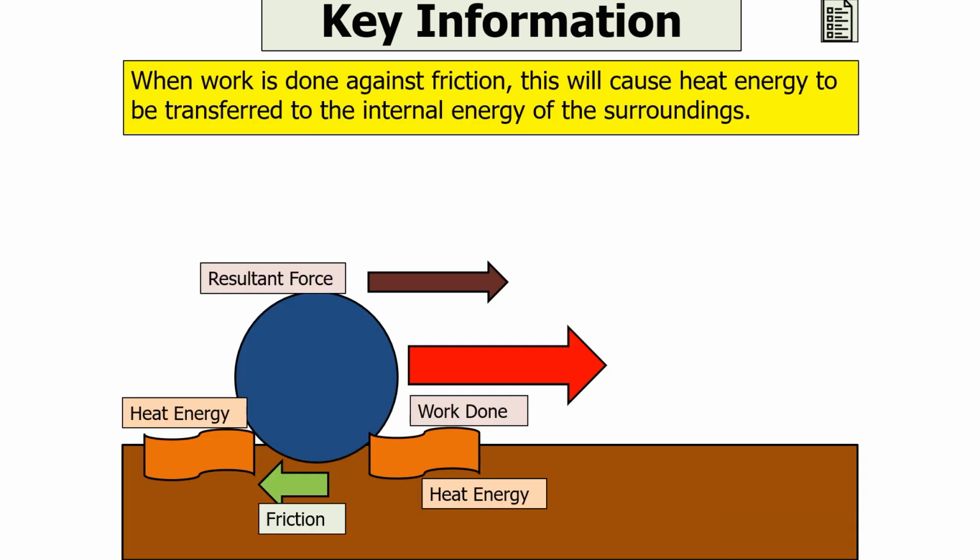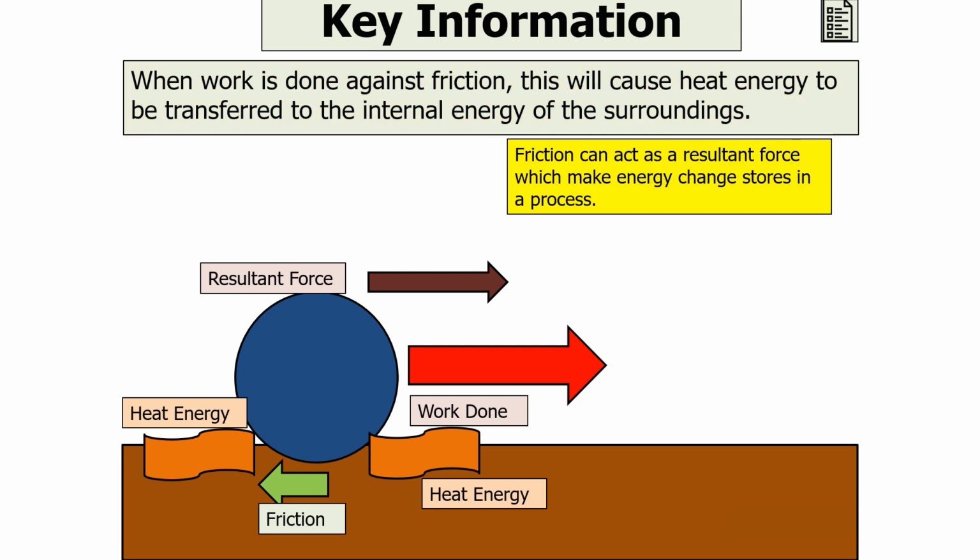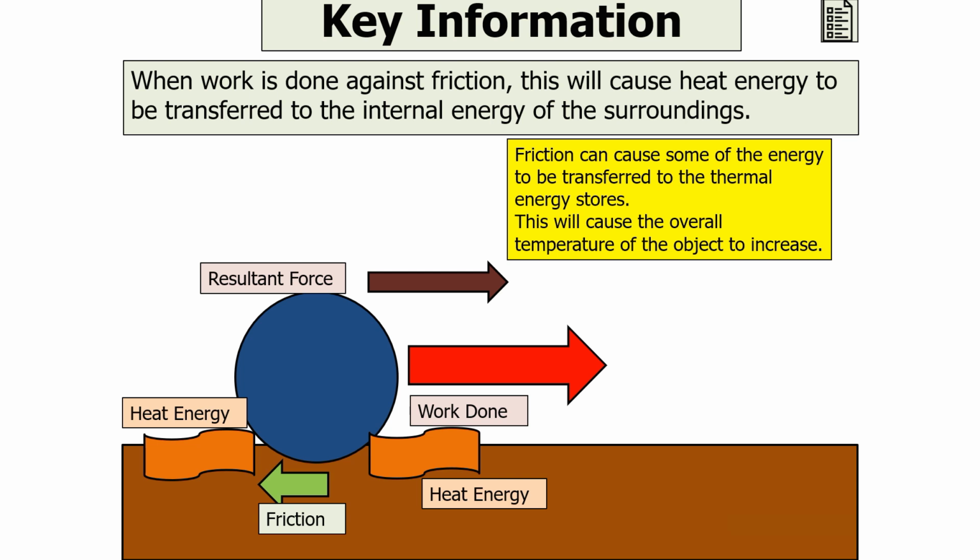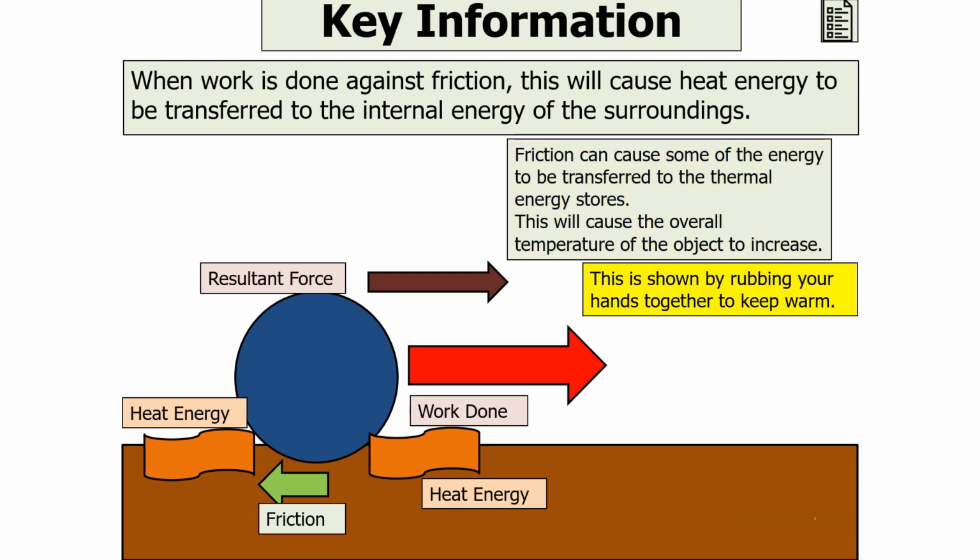Now, when work is done against friction, this will cause heat energy to be transferred to the internal energy of the surroundings. Friction can act as a resultant force which makes energy change stores in the process. So friction can cause some of the energy to be transferred to the thermal energy stores, which can cause the overall temperature of the object to increase, which is shown by people rubbing their hands together to keep warm.